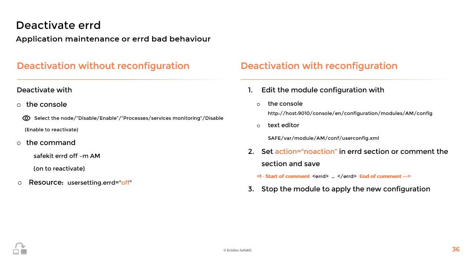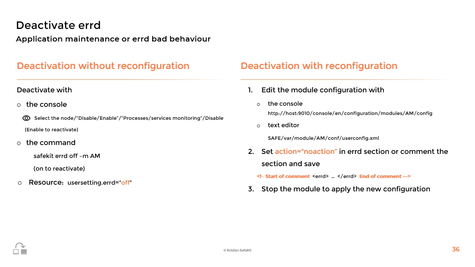For this, you can edit userconfig.xml either with the console or directly on the node. You can set action equals no action in the AirD section of userconfig.xml to deactivate the monitoring of a process or a service. This way, you will only receive a message in the module log, but no action will be triggered. Alternatively, you can comment out the AirD section. Note that there should be no comments included within these comments.